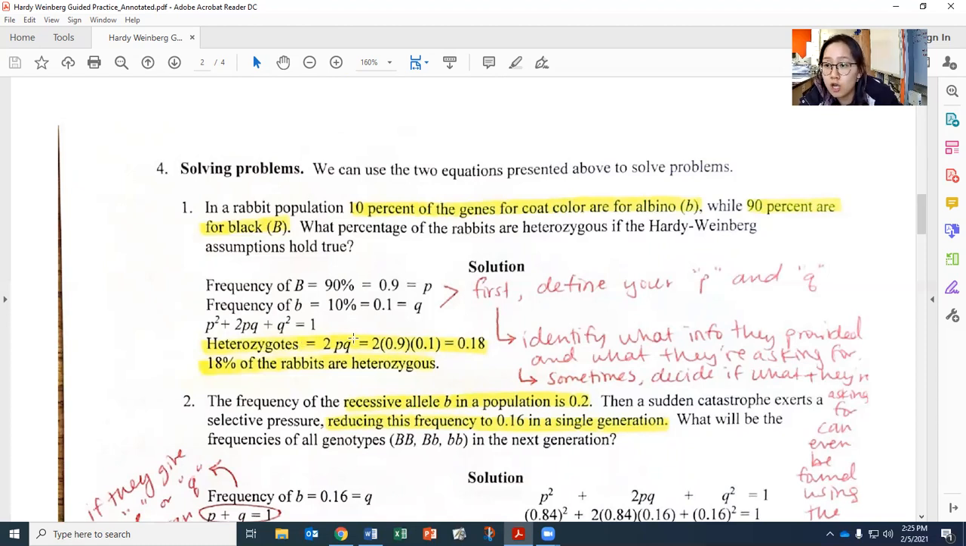So we can just plug and chug, right? We have 2 times p, which is 0.9, and q, which is 0.1. And the answer will be 0.18. Now, 18% of the rabbits are heterozygous is our concluding answer statement.